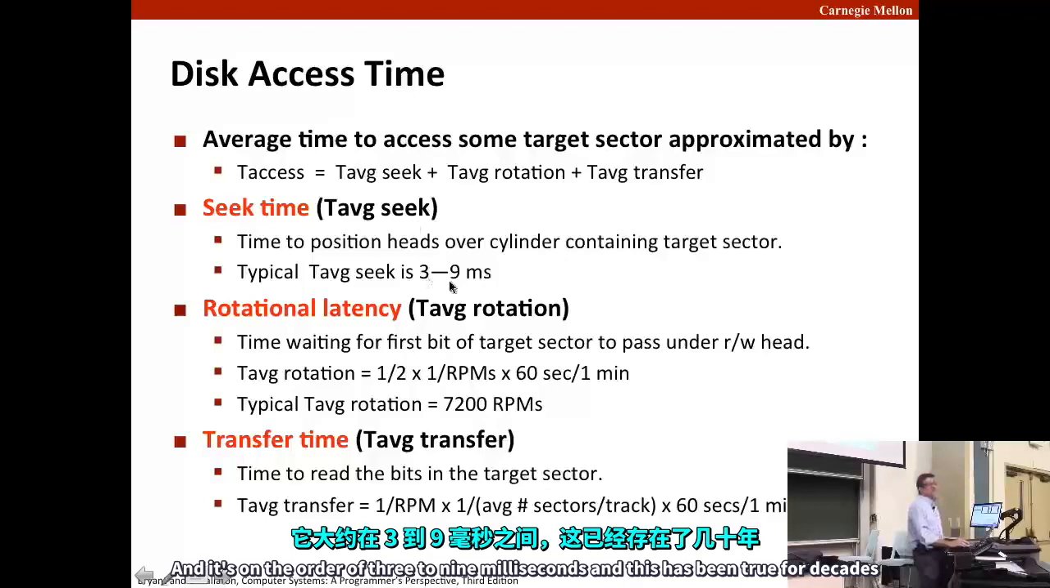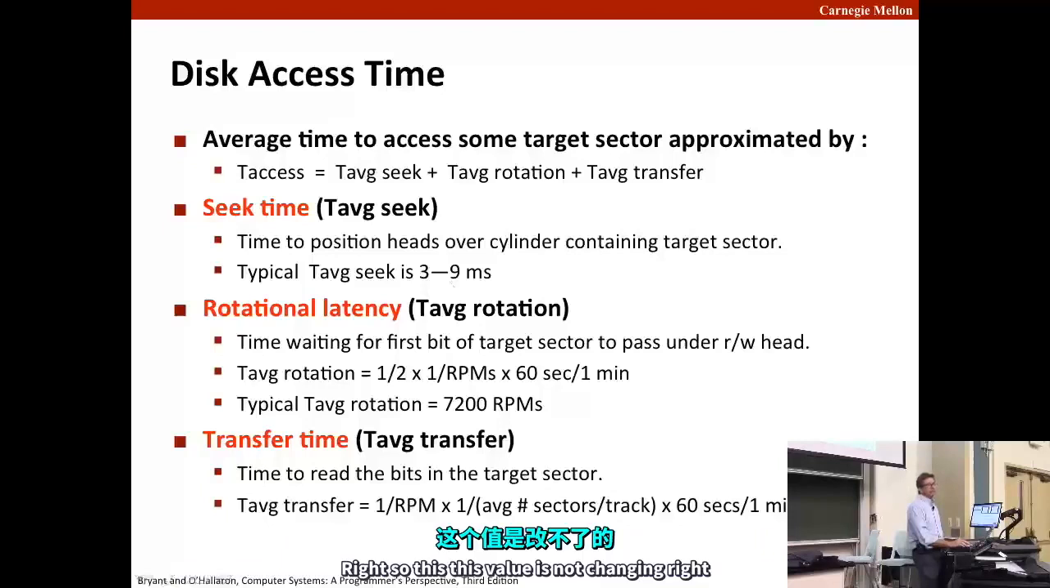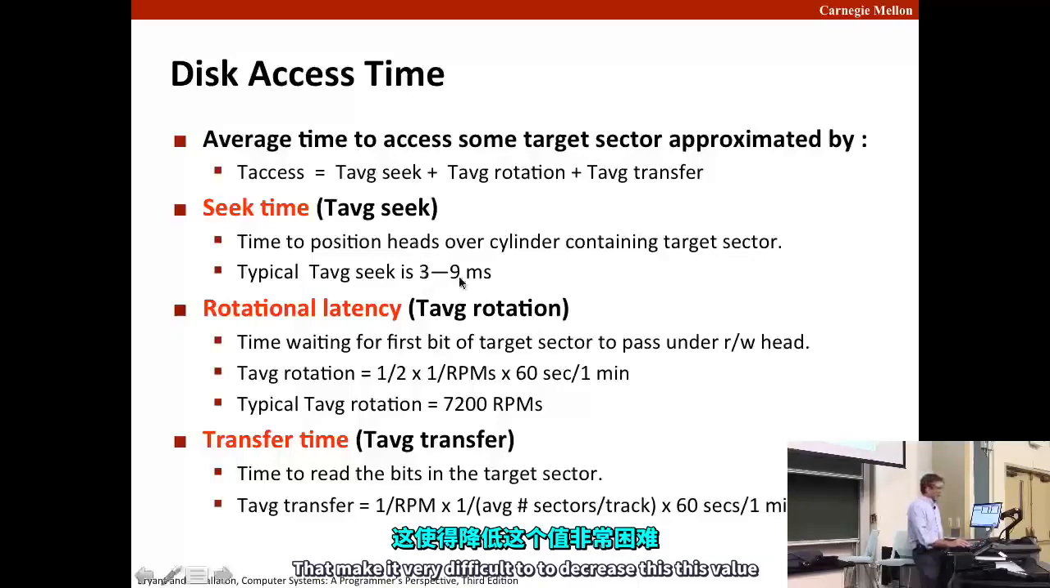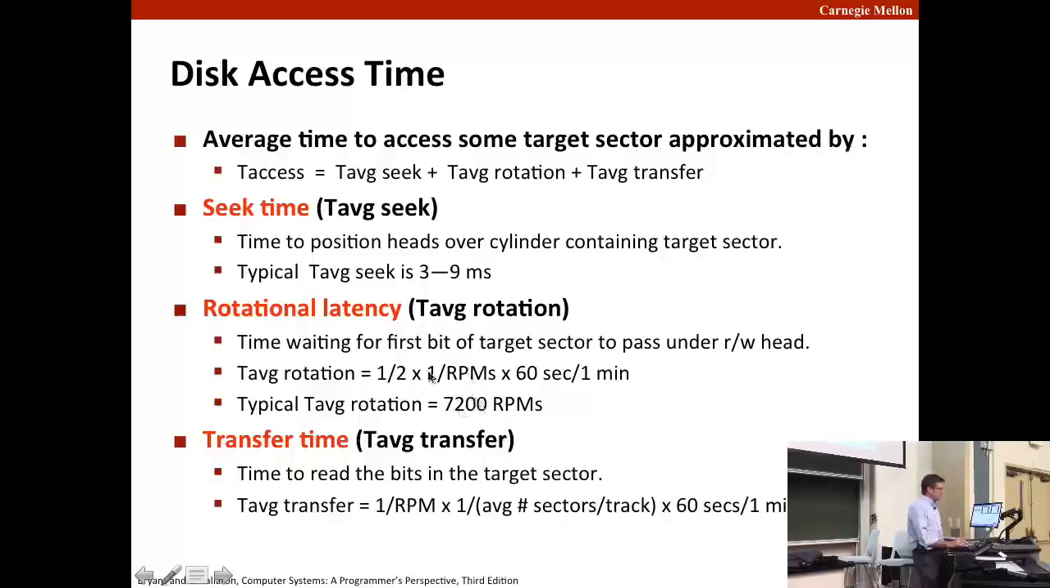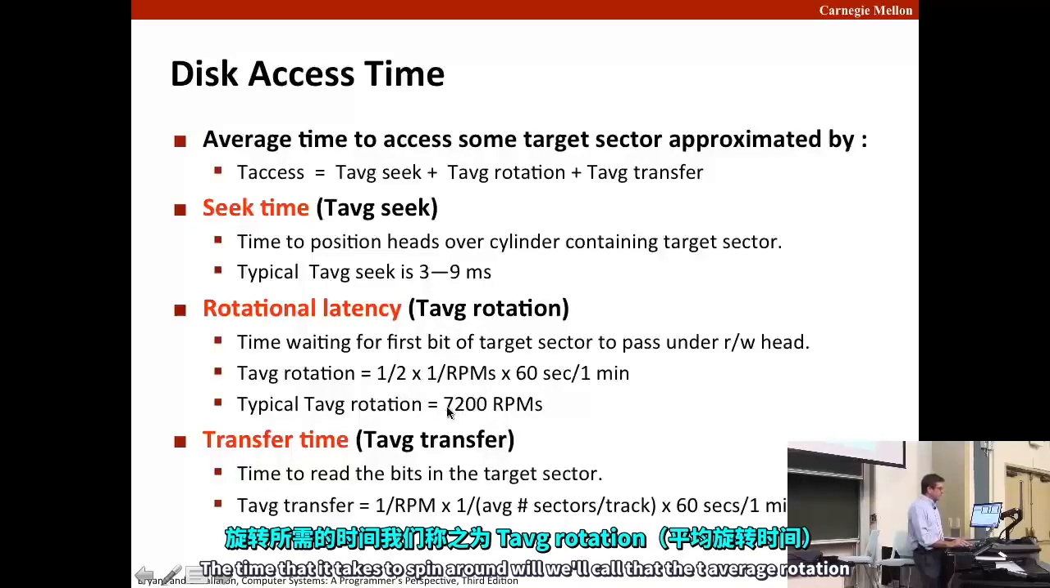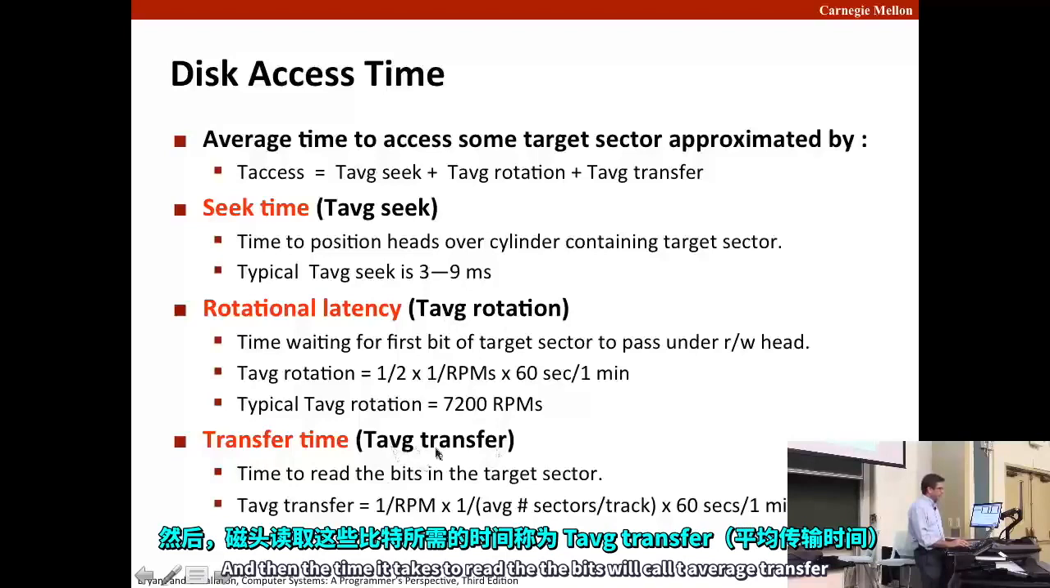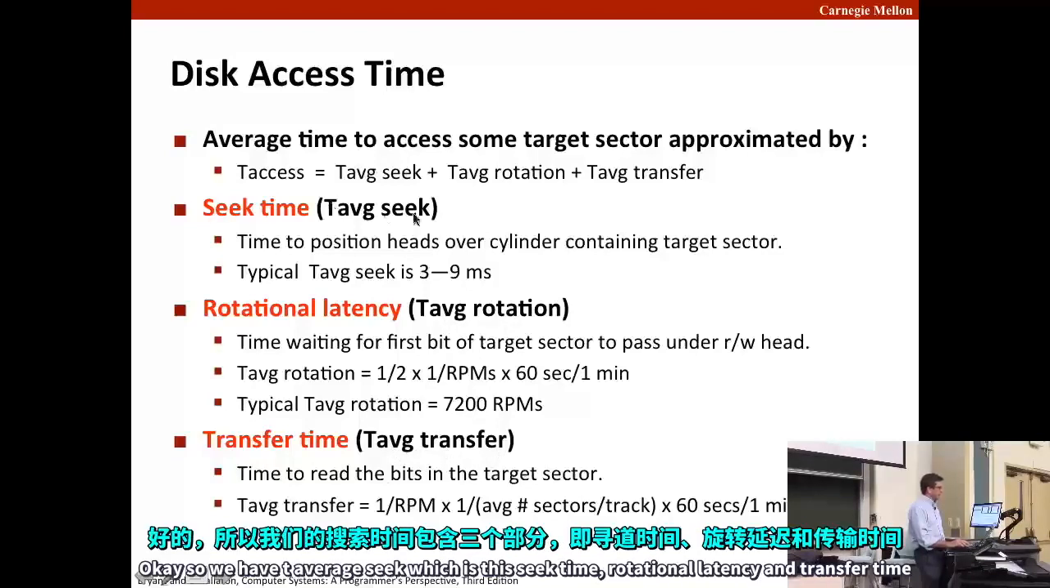And this has been true for decades, right? So this value is not changing. There are fundamental mechanical limits that make it very difficult to decrease this value. Now the rotational latency, the time that it takes to spin around, we'll call t-average rotation, and the time it takes to read the bits we'll call t-average transfer. So we have t-average seek, rotational latency, and transfer time.